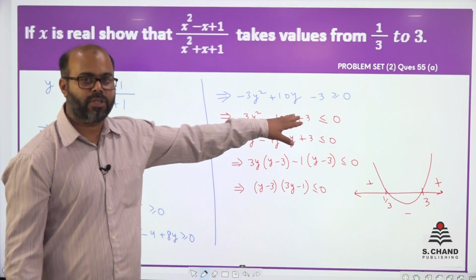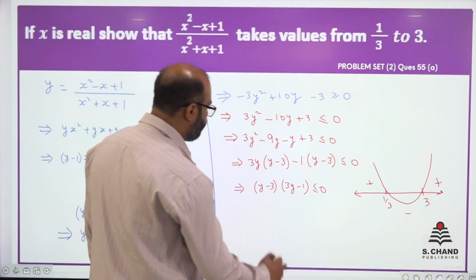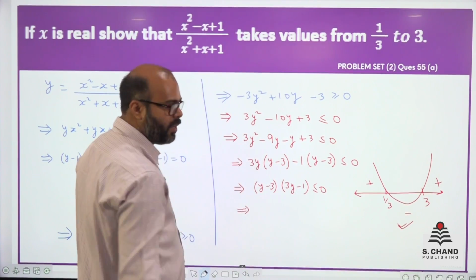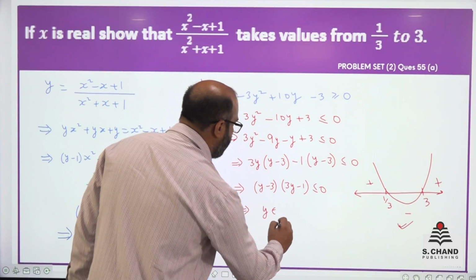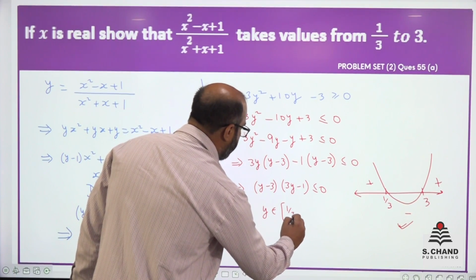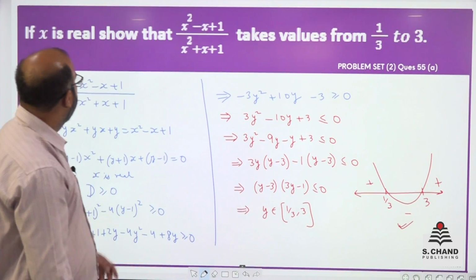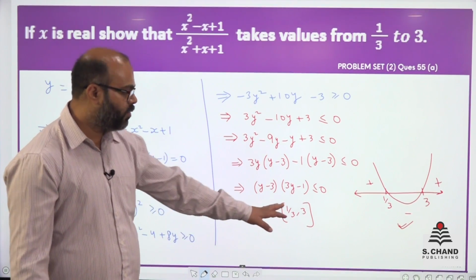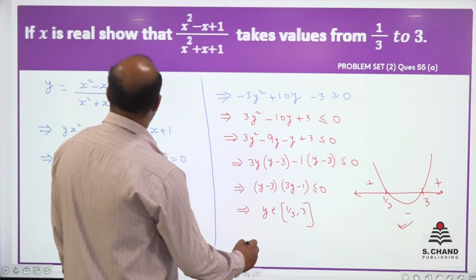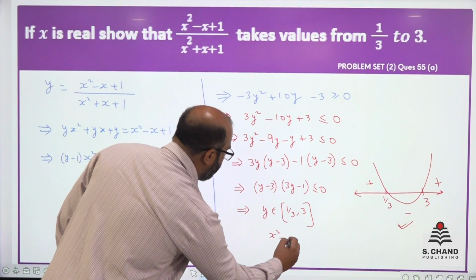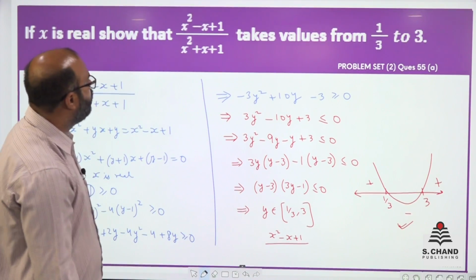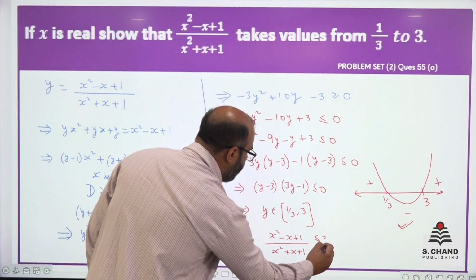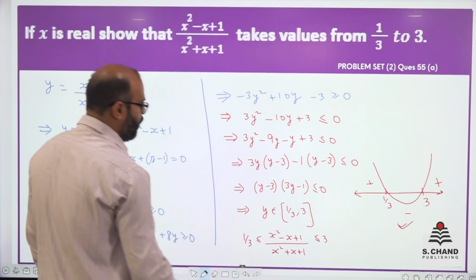It is also a quadratic expression. And as you can see, y will be in this region, minus, because we need less than or equal to 0. So y belongs to 1 by 3 to 3. It says, if x is real, show that this takes values from 1 by 3 to 3. So yes, this takes values from 1 by 3 to 3. You can also write it like this: that y, which is x square minus x plus 1 upon x square plus x plus 1, is lying between 3 and 1 by 3.